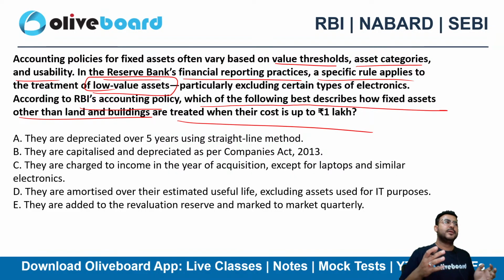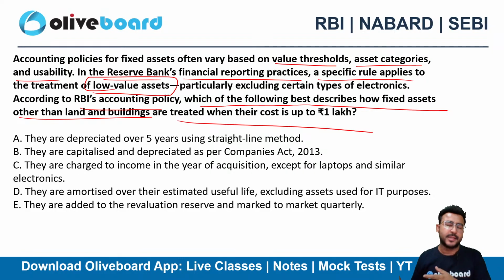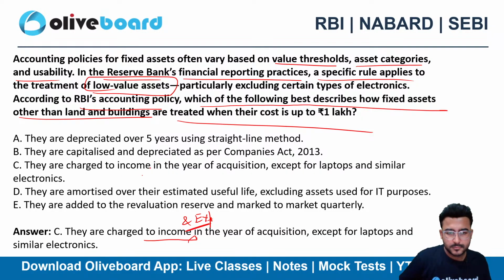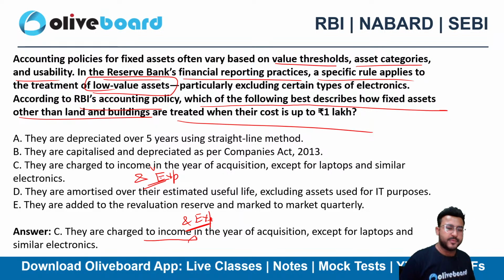So sometimes if the asset size is of less than 1 lakh or less than the material amount, we treat it as a revenue expenditure and we charge it to the P&L rather than capitalizing it, right? It totally depends on the materiality practice of the entity on case to case basis. Here the answer will be, I know it's a complex question, right? Here the answer will be option C. They are charged to income and expenditure account. Income and expenditure account means P&L only, right?